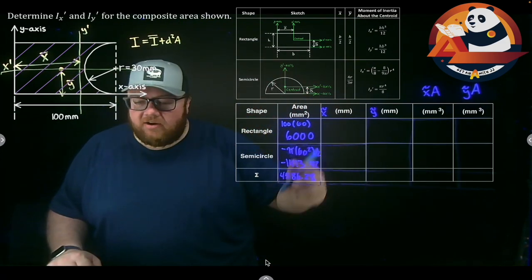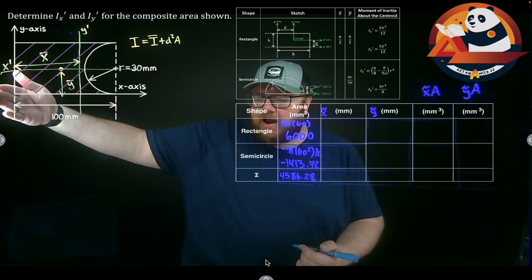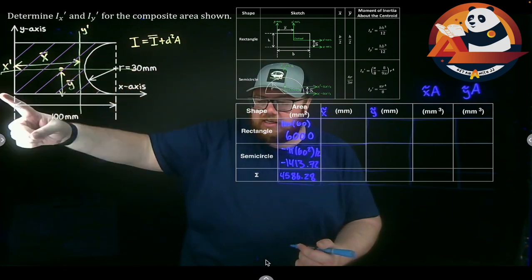So for my x tilde, my distance, I'm going to measure this. It's an x distance, so from the y-axis to the centroid of each piece.